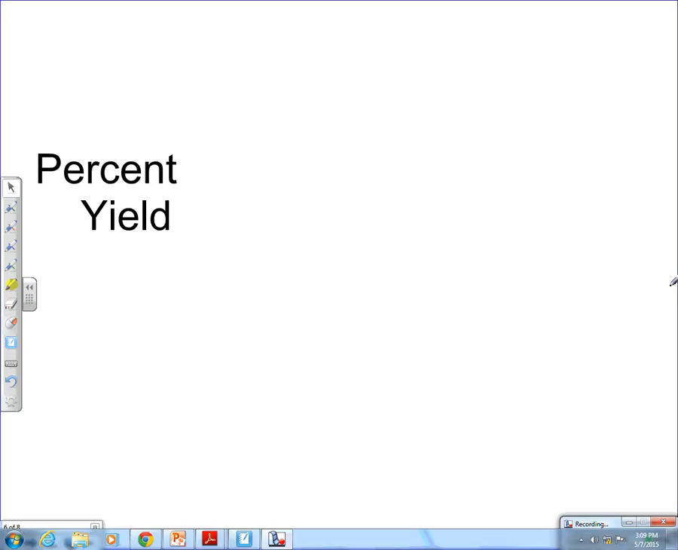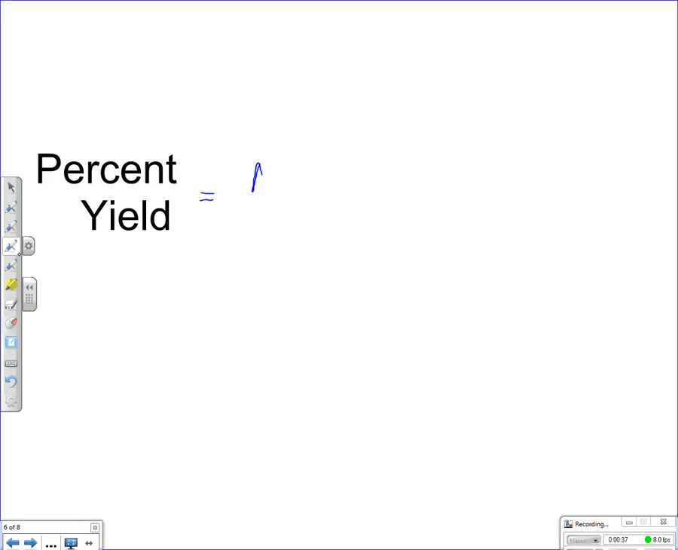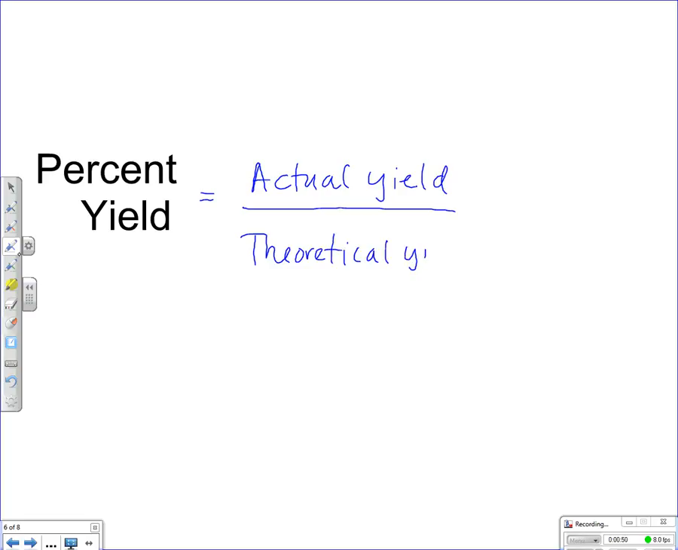Basically, percent yield is equal to the actual yield divided by the theoretical yield, and then because it's a percent, we multiply by 100. Let's define both of these terms before we try a problem.